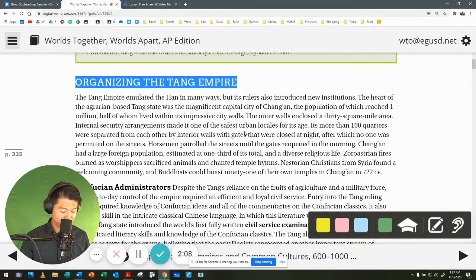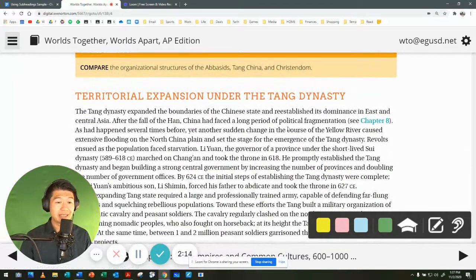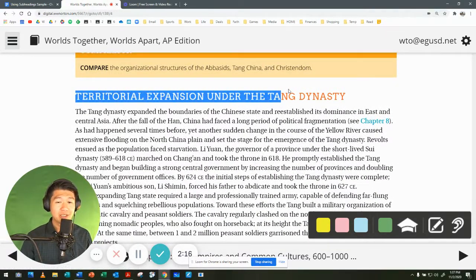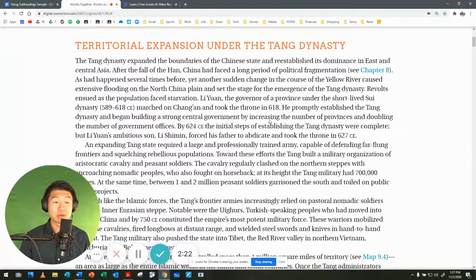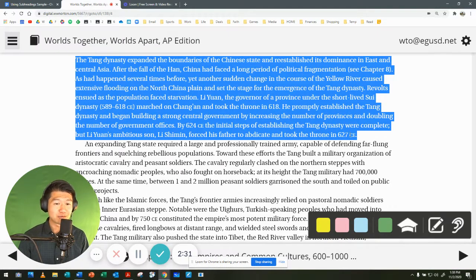Now, all these titles mean something, and we're going to utilize them to make the sentence summary. Let's go back to our first subheading, Territorial Expansion under the Tang Dynasty. That's what we really want to figure out in this particular piece. We're going to do this paragraph by paragraph because it's a lot to synthesize into a single statement. Go ahead and read this first paragraph.